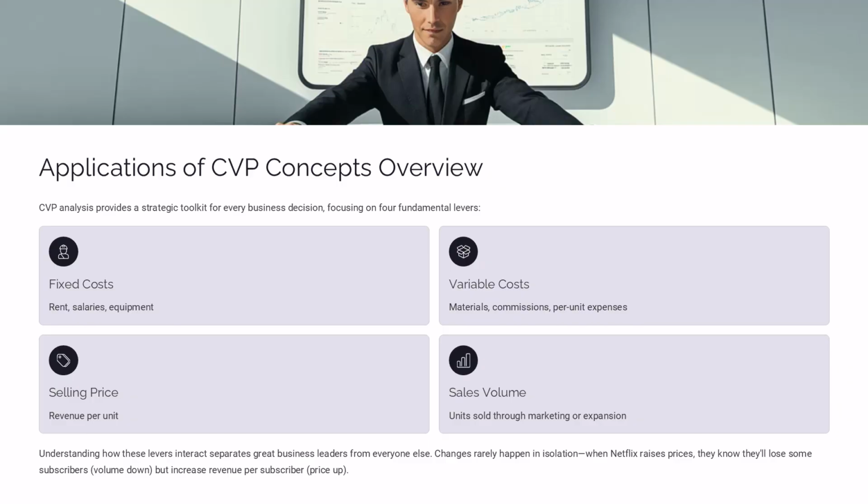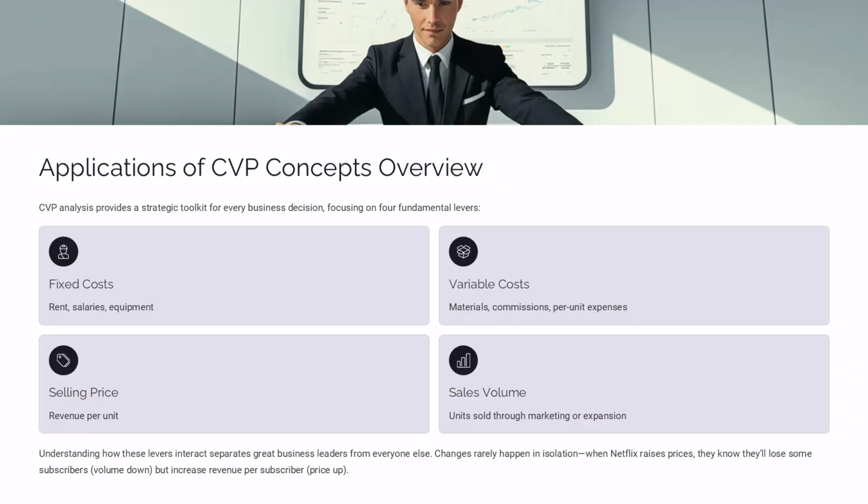today. When Tesla was deciding whether to build the Gigafactory in Nevada, they used CVP analysis to show that the $5 billion fixed cost investment would reduce variable battery costs by $50 per unit, meaning they'd break even at $5 billion divided by $50 equals 100 million battery units, and everything after that would be pure profit, which is why that factory has been so crucial to their success.